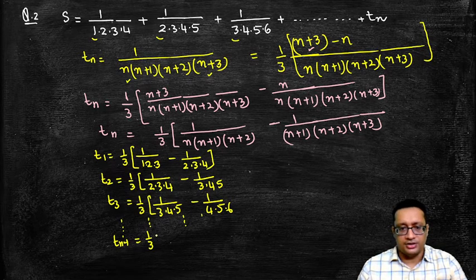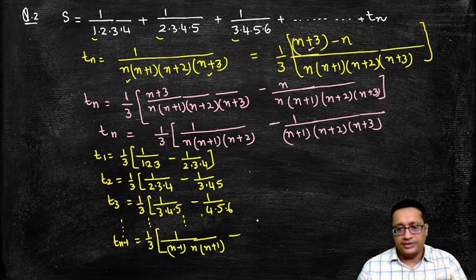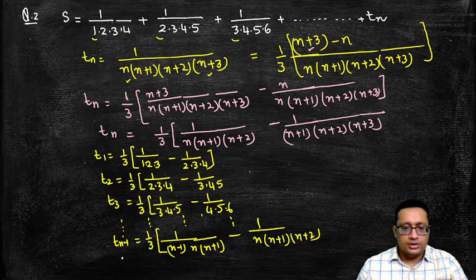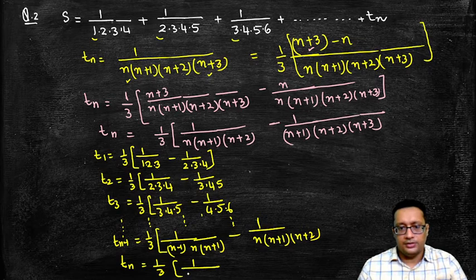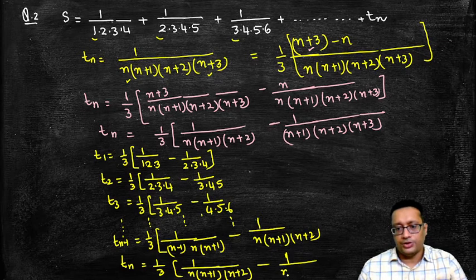Okay, many terms are there. 1 upon n minus 1, n, n plus 1, minus 1 upon n, n plus 1, n plus 2 here, and so on. Last Tn I am writing 1 by 3, 1 upon n, n plus 1, n plus 2 minus 1 upon n plus 1, n plus 2 and n plus 3.